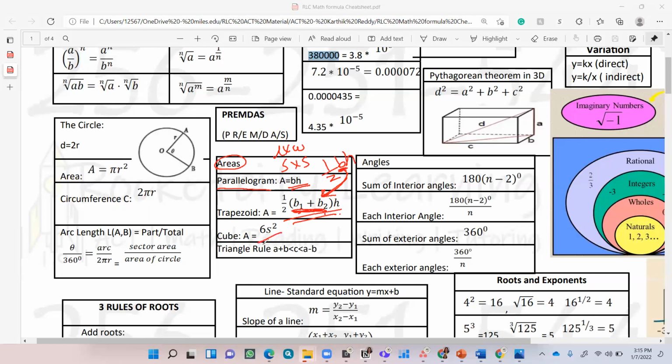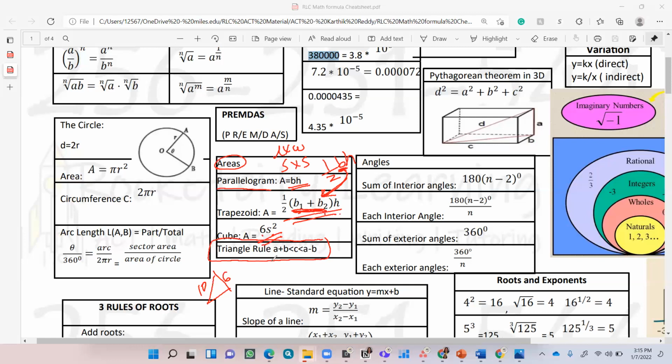So if it is a cube, there are 6 faces and S squared for each face. So 6 S squared. Okay, there is a triangle rule sitting here randomly. Okay, let's talk about it. So let's say they gave you 2 lengths. Okay, so let's say they said 10 and 6. And they say, can this form a triangle? Okay, that's when this rule applies.